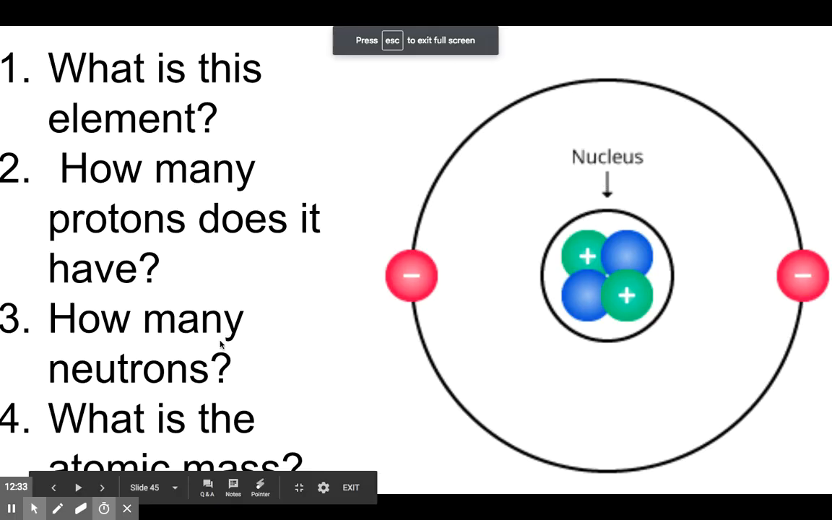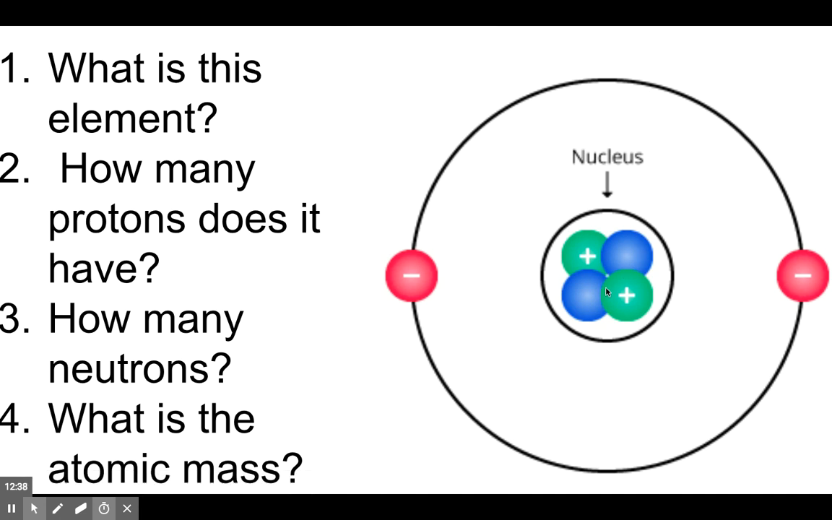How many neutrons does it have? Those are the blue circles with no charge, so it has 2. And what is the atomic mass? I have to add the protons and the neutrons. So 2 plus 2 is 4.